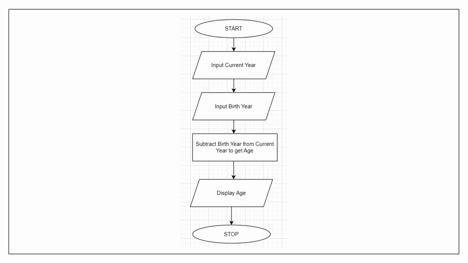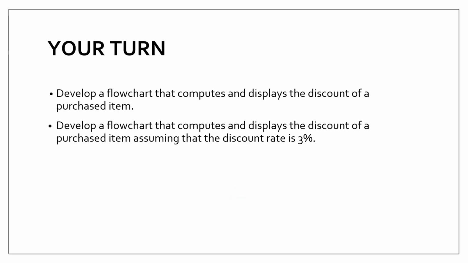Because we have to deduct these data, or subtract them, that indicates that again we need to use another symbol, which is the rectangle, and then we say subtract birth year from current year to get age. And finally, because we now have the result, we use another parallelogram, which is labeled display your age.